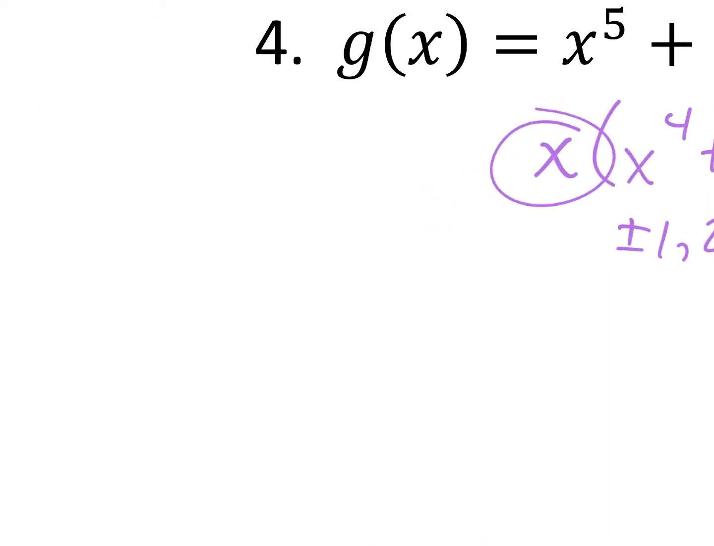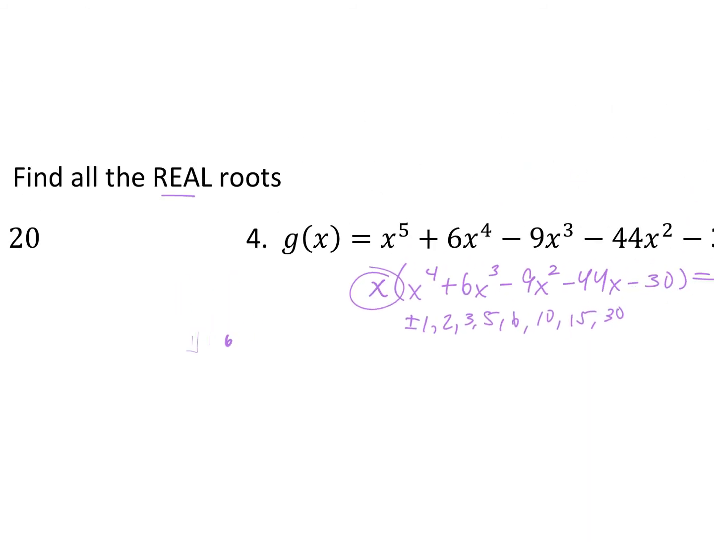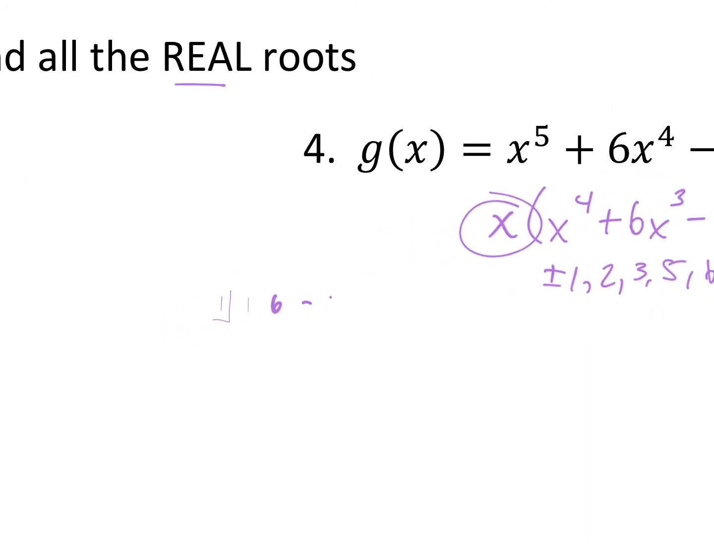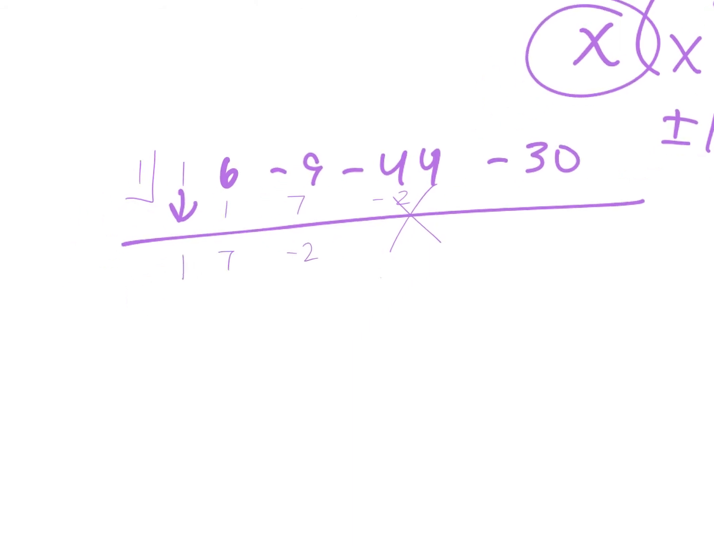So let's go through our synthetic division. I'm going to try positive 1. So I have 1, 6, negative 9, negative 44, and negative 30. Bring down the 1. 1 times 1 is 1. 6 plus 1 is 7. 7 times 1 is 7. Negative 9 and 7 is negative 2. Negative 2 and 1 is negative 2. Is this going to work? No. So should I just keep going and waste time? No. Some of you are going to go, oh gosh, if 1 didn't work, we're so far off, negative 1 really won't. I would not do that if I were you, but just saying.